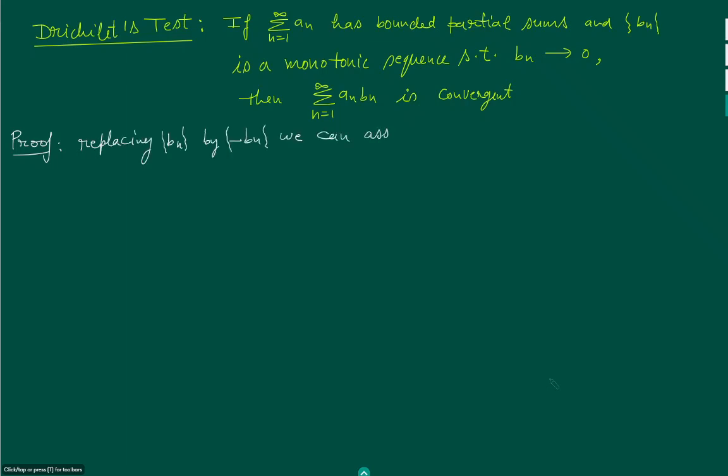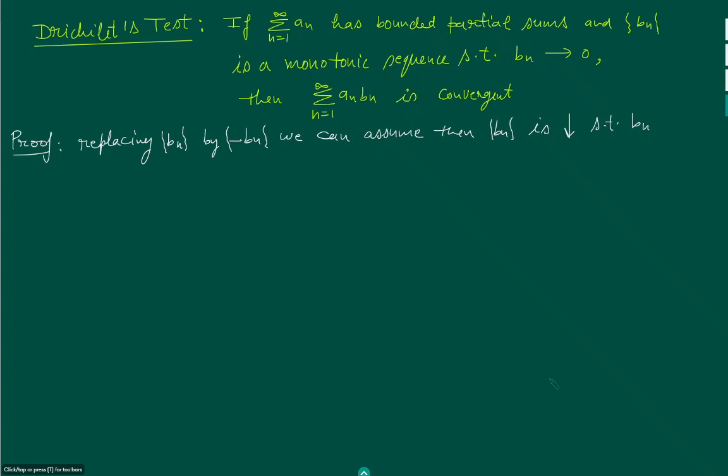Replacing Bn by minus Bn if needed, we can assume that the sequence Bn is monotonically decreasing. Because if Bn is monotonically increasing, then the sequence minus Bn would be monotonically decreasing.